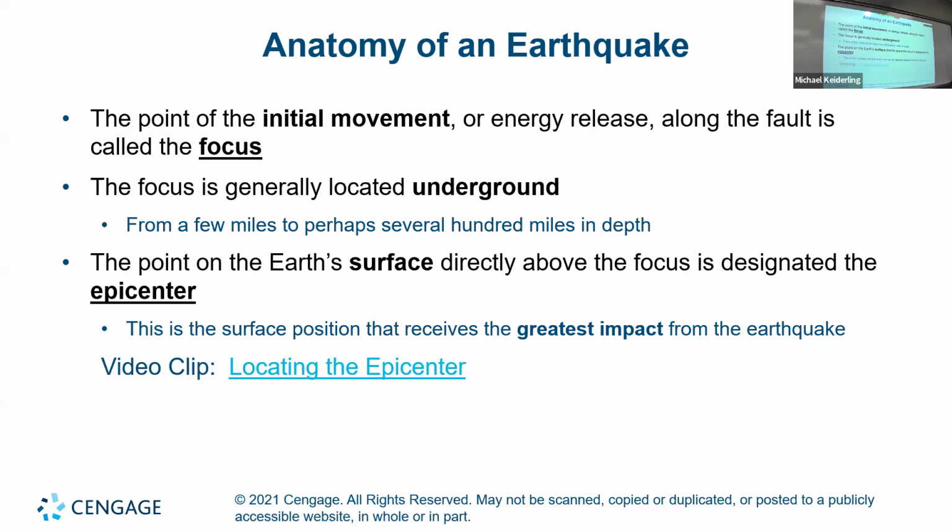So this is the surface position that receives the greatest impact from the earthquake. It's the first hit, it's going to get the biggest waves because they're spreading out from that focus, and that energy gets spread out over larger and larger areas. So it's strongest at the epicenter and weaker as you go further away. And the way you can locate the epicenter is by measuring the waves at several locations.